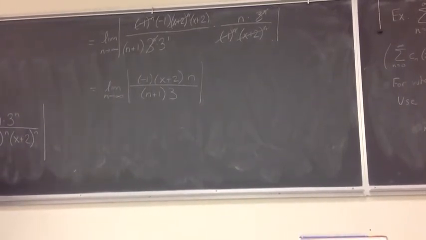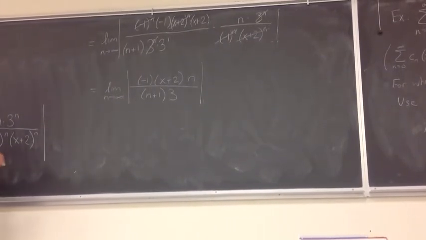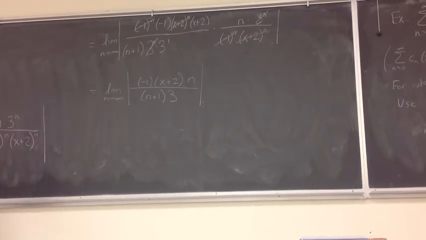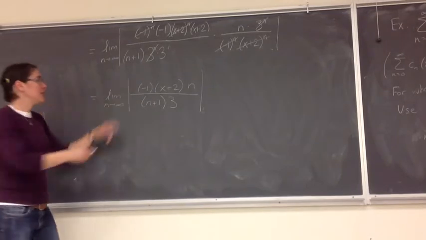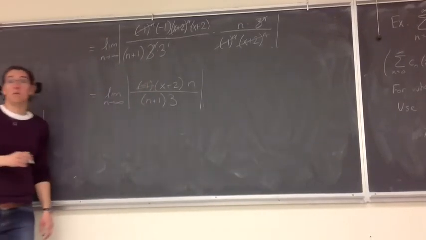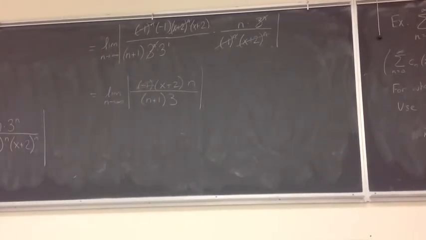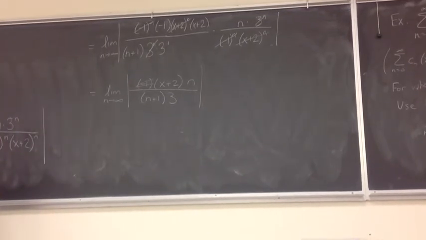Is it important to keep that negative 1 since it's an absolute value? Could that cancel also? That's a really good point. Because we have these absolute value bars, I can actually eliminate this negative 1 as well. The absolute value of negative 1 is 1, so let's just go ahead and get rid of that. We don't have to worry about that negative at all.